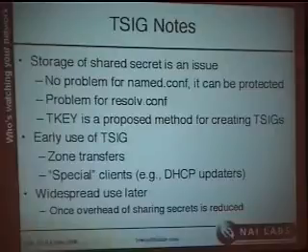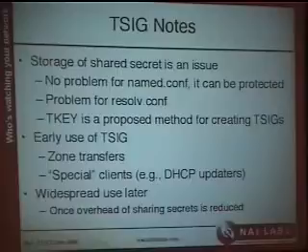TKEY, which I'll talk about in a little bit, is a proposed method for coming up with TSIG on the fly, so we don't have to store that anywhere but in memory. We can work with that. As far as TSIG early on, we see that mostly in things like zone transfers. That's the easiest place to use that. We've been using that already. And also special clients, DHCP updating is seen as an early place to put this. And we see that the growth in this will come later on.